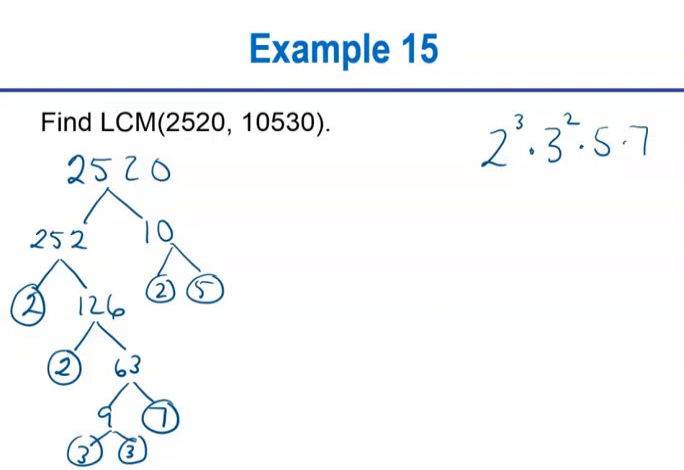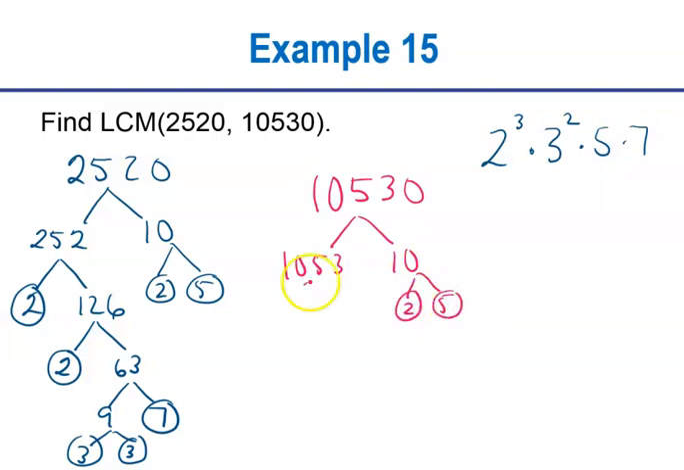Okay? Now in pink, you do a factor tree for 10,530. Now again, my first thought is that it factors into 1,053 times 10. 10 breaks down into 2 times 5. That's the end of that line. But this 1,053 is going to keep going for a while.